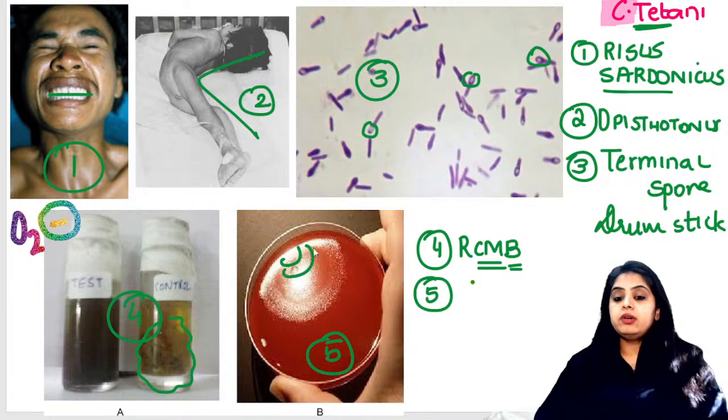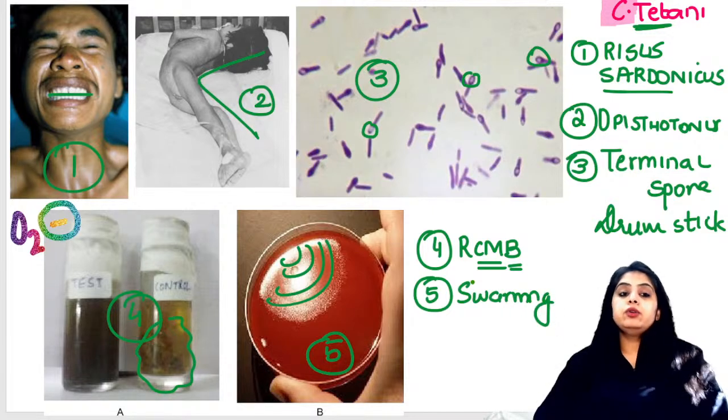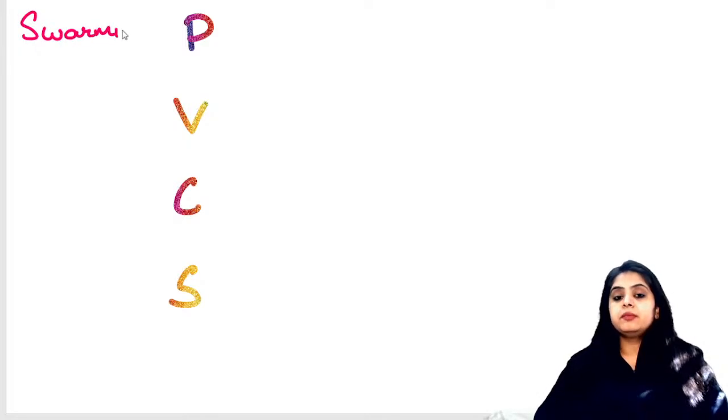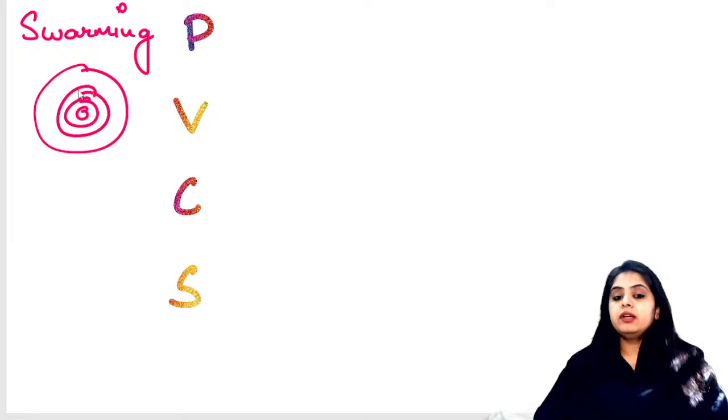Tetani goes round and round and round like this. So this is known as swarming motility. Now all of you are quickly going to revise with me within less than a minute. Which organisms can show me the swarming motility? Quickly we will revise. There is a very famous mnemonic that all of you must have studied in your crash course, and that is the PVCs. Swarming means there will be a blood agar and something will be going round, round, round.